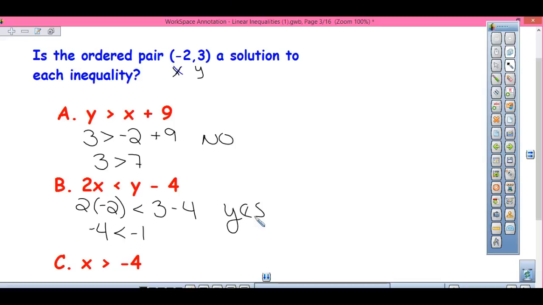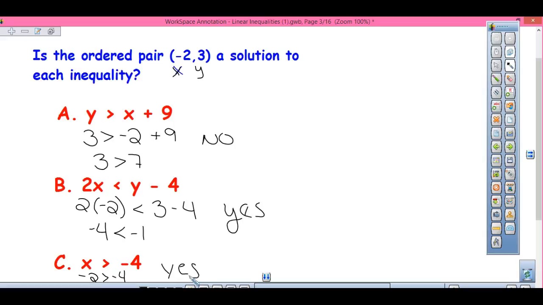Okay, now we have x is greater than 4. Do I have even a y in this equation? So do I have to worry about my y in that point? No, I'm just worrying about my x. So what am I plugging in for x? Is negative 2 greater than negative 4? Yes. So in that case, we would write yes. Okay, not so bad, right?